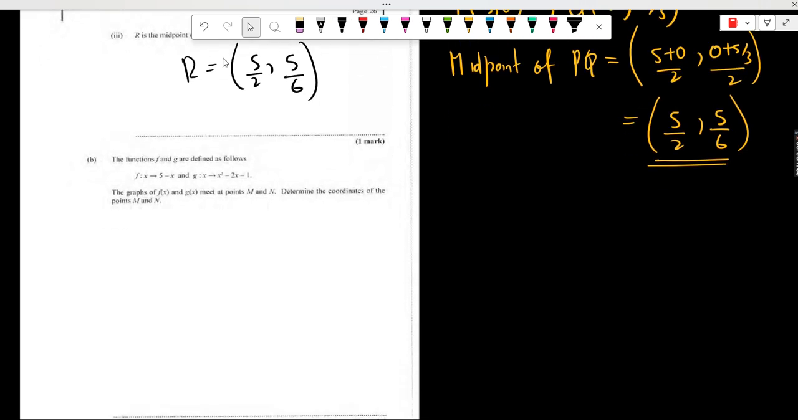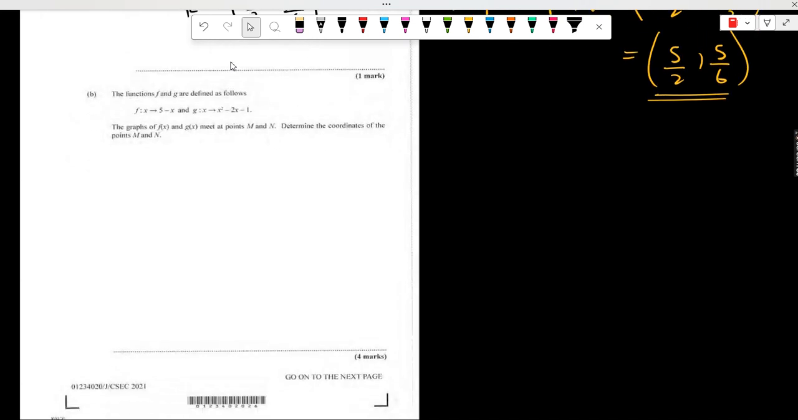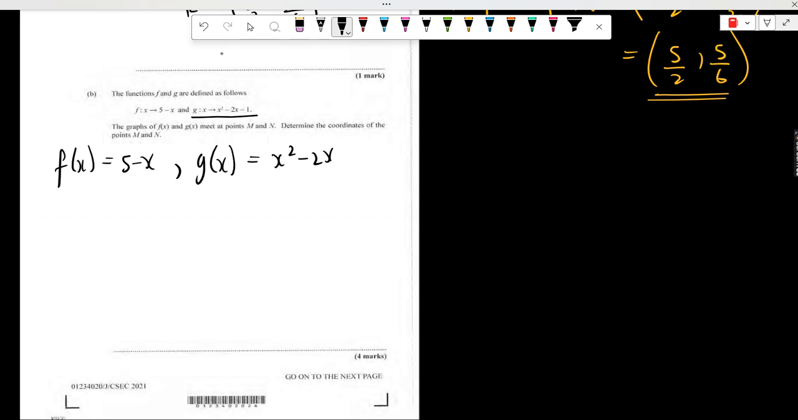Right, next part. Part B deals with functions now. The functions f and g are defined as follows. f such that x is mapped onto 5 minus x. Now, this is just another way of representing functions. It is exactly the same thing as f of x is equal to 5 minus x. Likewise, this is read g such that x is mapped onto x squared minus 2x minus 1, but it simply can be written as g of x is equal to x squared minus 2x minus 1. Is that clear?